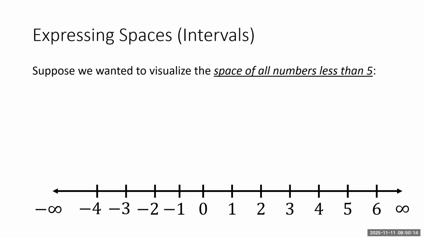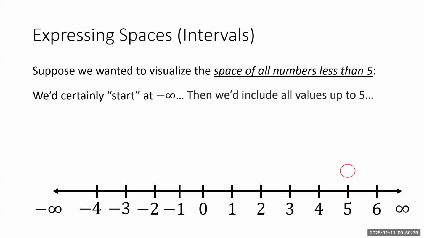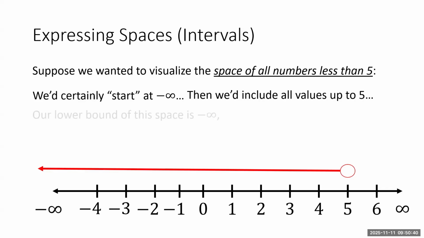Suppose we wanted to visualize the space of all numbers less than 5. We're now going to do this with intervals. We'd certainly start at negative infinity, which seems like a silly place to start, but that is the leftmost point for which we would attain. And we would go all the way up to 5. So at 5, we're going to put an open circle there. And we have an arrow going to the left of 5 to signify our start at negative infinity.